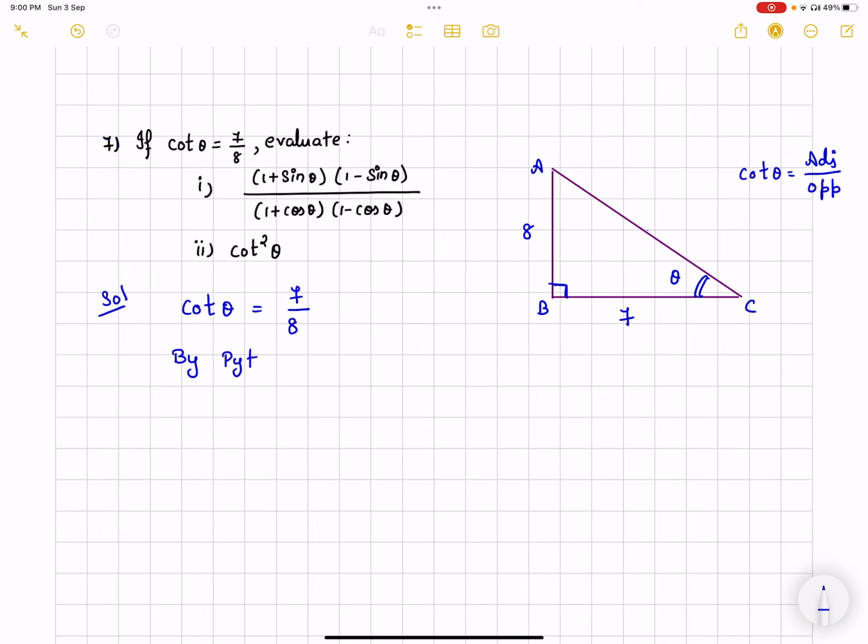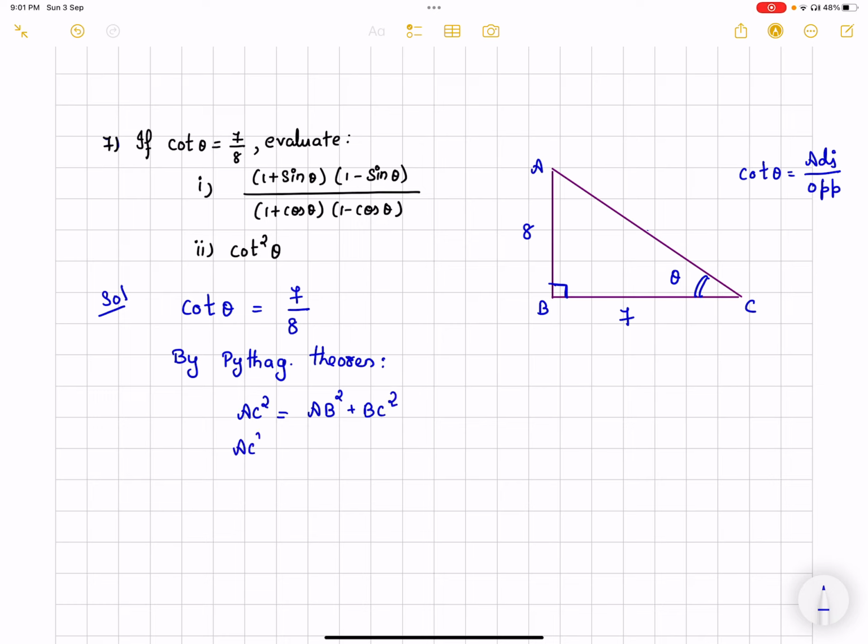By the Pythagoras theorem, we have hypotenuse square, that is AC square, is equal to the sum of the squares of the other two sides. The other two sides are the opposite side square plus the adjacent side square, which is BC square.